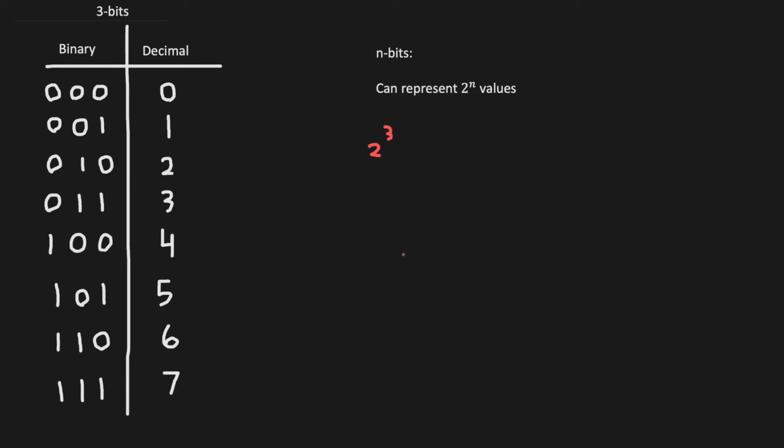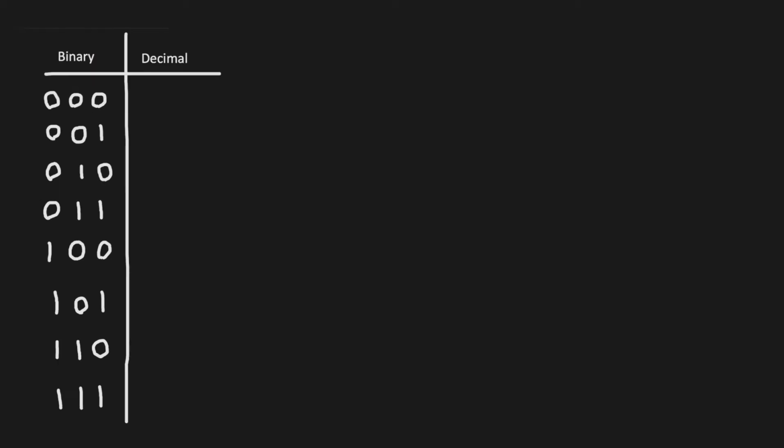And for 15122, for C0, integers are 32 bits long. So in that case, we can represent 2 to the 32 values. One issue with this table here is that there are no negative numbers. So if we want to represent negative numbers, we have to represent the decimal numbers in a slightly different way.